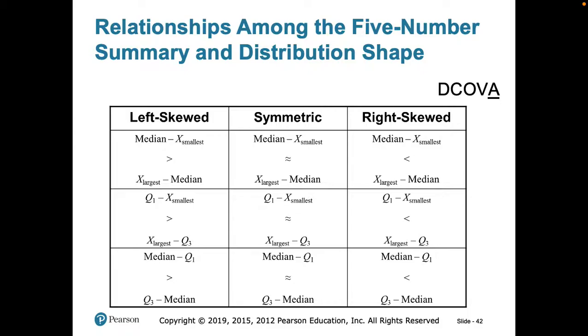If it's right skew, it's kind of the opposite of the left skew. You have the median minus the smallest value going to be less than the largest minus the median, and the quartile 1 minus the smallest value of X is going to be less than the largest value minus Q3, and then the median minus Q1 is going to be less than the Q3 minus the median.